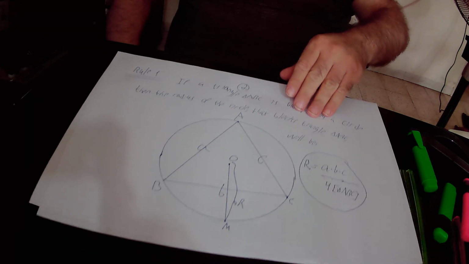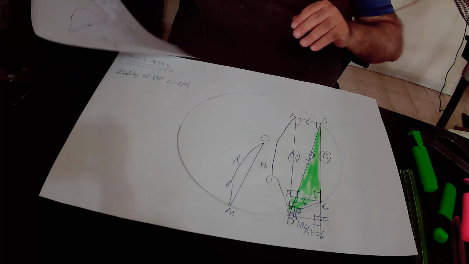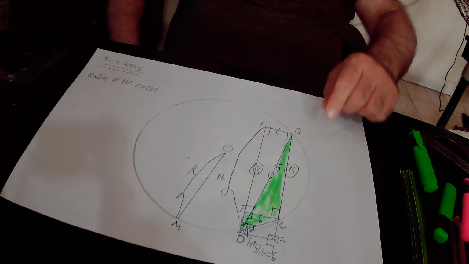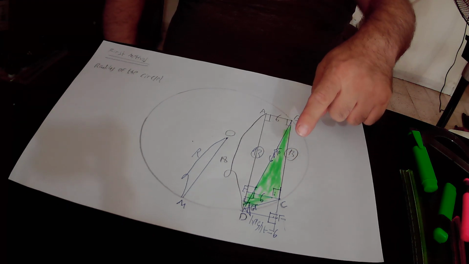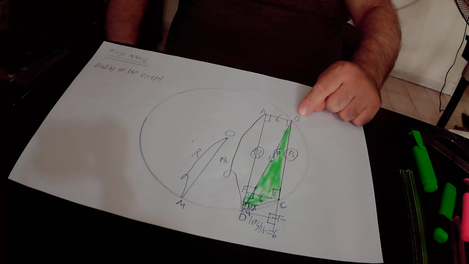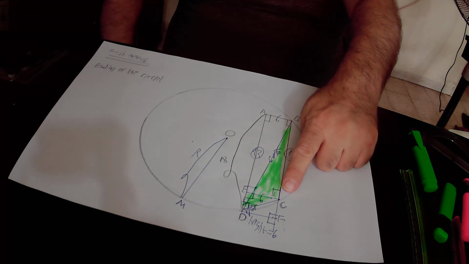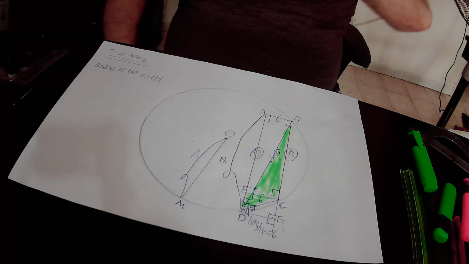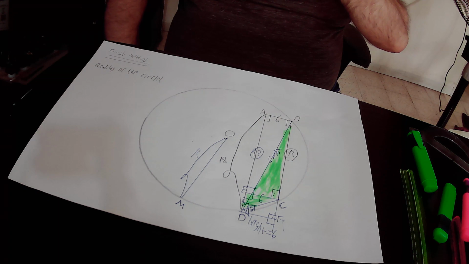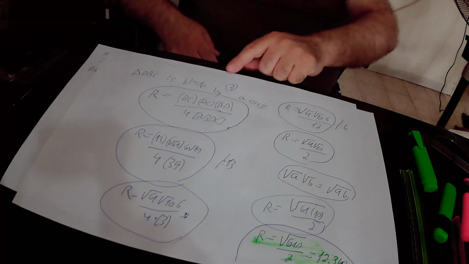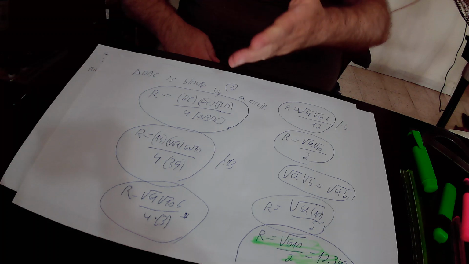Okay, so we can actually implement rule number 1 in our drawing. Why? Because in our drawing we have the green triangle BDC. As you can see, this vertex touches the circle at point B, this vertex touches the circle at point C, and this vertex touches the circle at point D. Therefore, we can definitely say that the green triangle BDC is blocked by this circle, and therefore we can implement rule number 1. So I wrote it down here that the green triangle BDC is blocked by a circle, and therefore we can implement rule number 1.